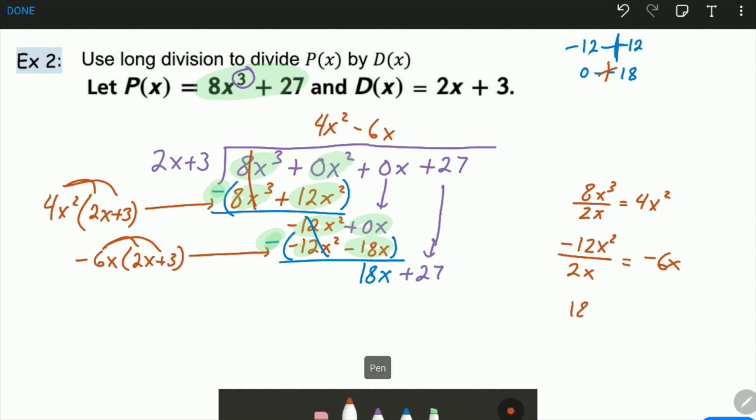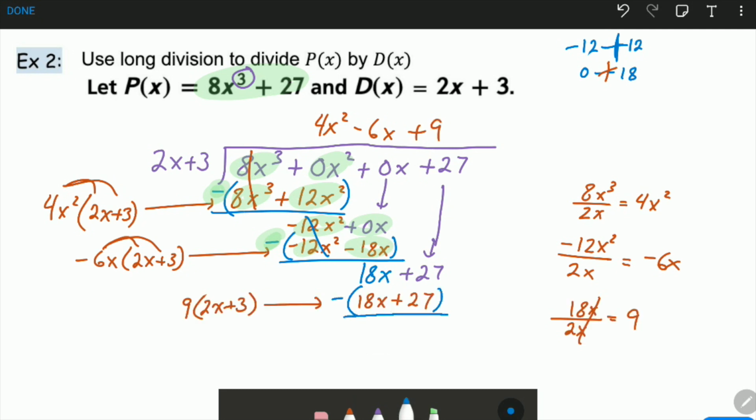We're going to take my 18x and divide it by the leading coefficient of our divisor, which will give us 9. The x's will cancel out this time. So we'll put plus 9 on top. And then we'll multiply our divisor, 2x plus 3, by our 9. So distributing it through, we get 18x plus 27.